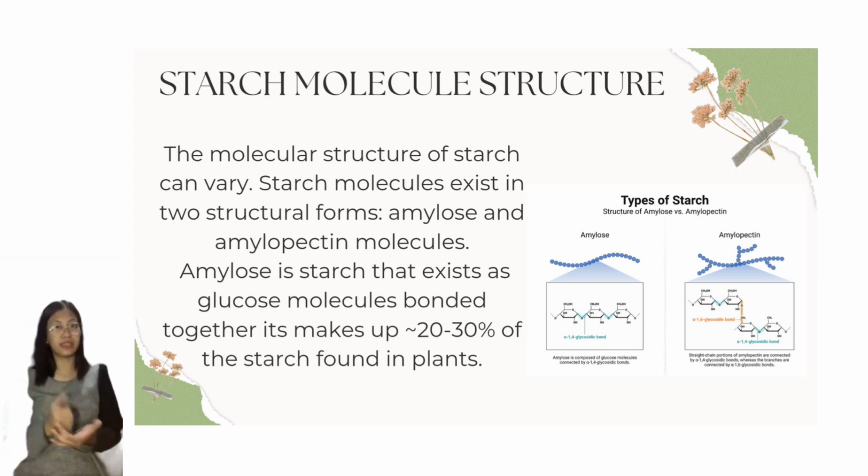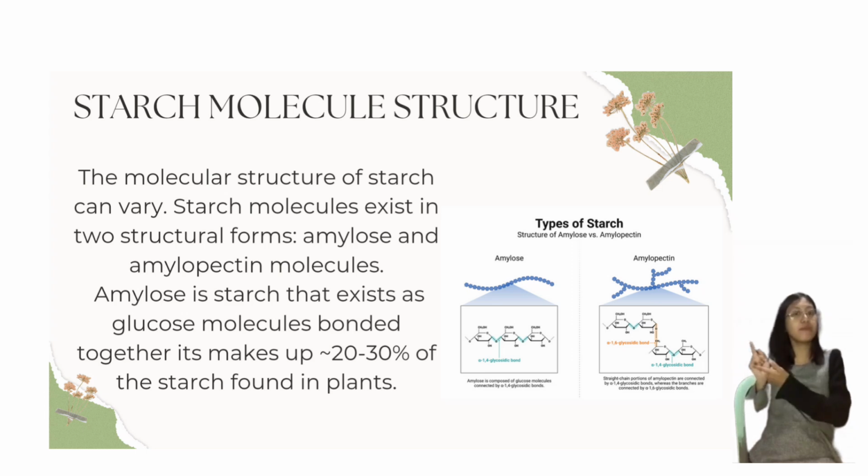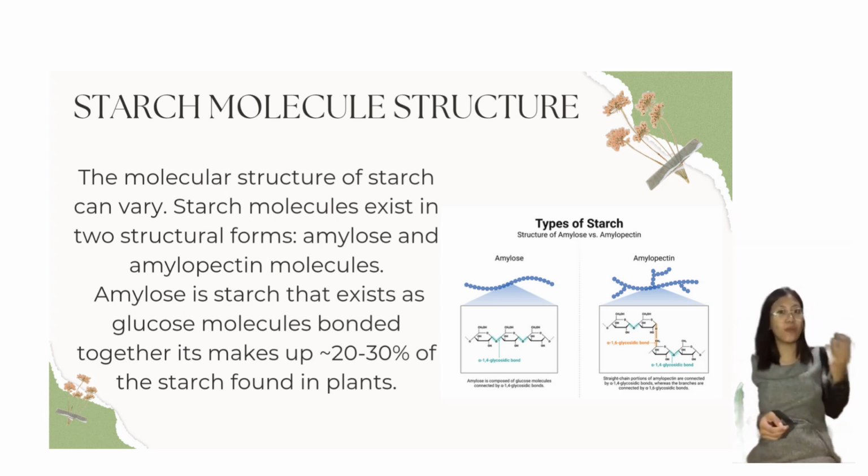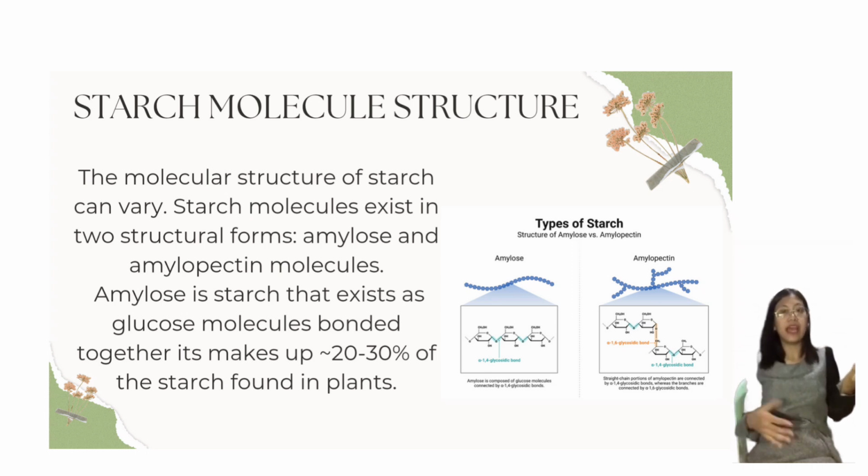And next is amylopectin. This form is more complex because it has more branches. It's like a tree where the main trunk, the chain of glucose, has branches coming from it. Amylopectin makes up the remaining 70 to 80% of starch in the plant. These two structures make starch useful for different purposes. The spiral shape of amylose makes it compact and easy for the plant to store, while the branched structure of amylopectin helps plants to release energy quickly when they need it.